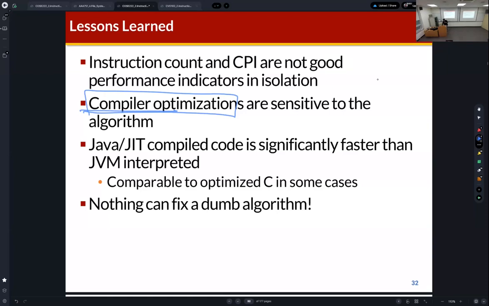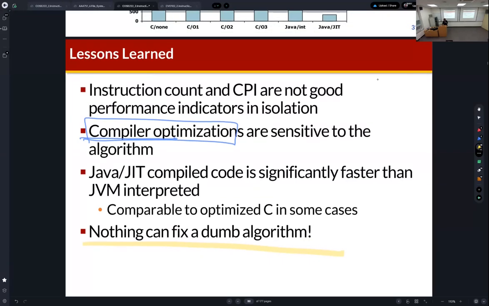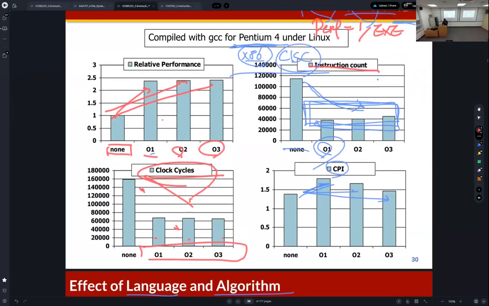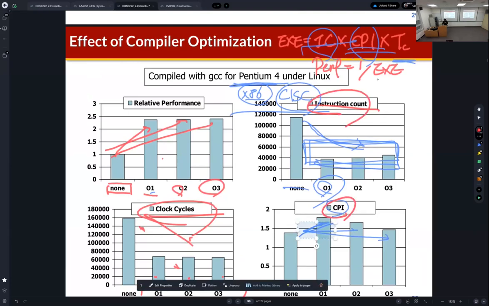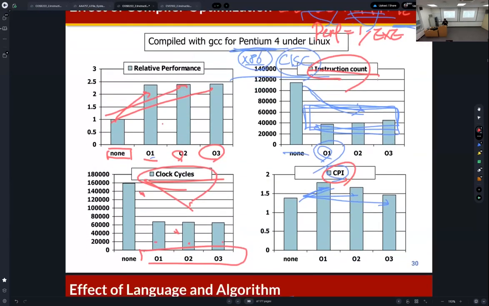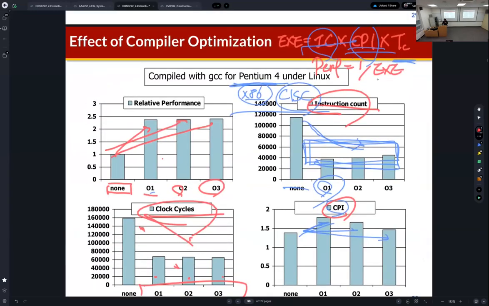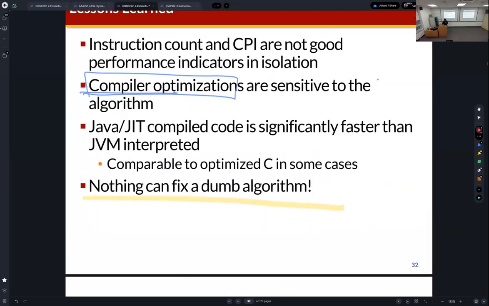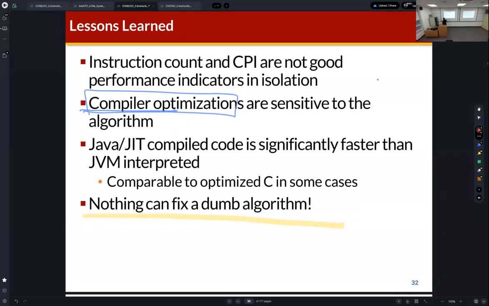But this is also a very important lesson: nothing can fix a dumb algorithm. Okay, the algorithm is actually very critical. So that's why we need to develop very fancy and good algorithms to improve the performance of our software. Also, we can find that the instruction count and CPI also affect the performance of our software. So in this case, we need to check both factors, okay? Instruction count and CPI. So this is the impact from the compiler.